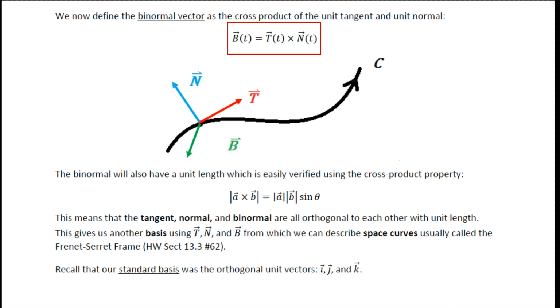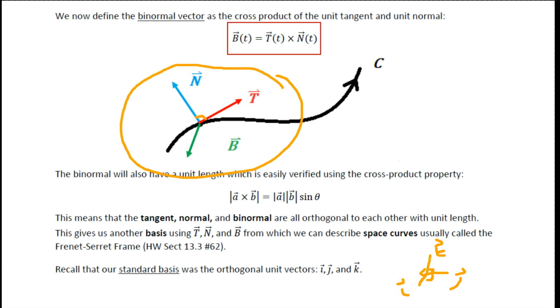Now, again, recall that our standard basis was the i hat, j hat, and k hat, which we had our i hat in the x direction, j hat in the y direction, and k hat in the z direction, which again forms our kind of basis for the coordinate plane in space. And those are all at right angles to each other with unit length. Which again is going to give us a new basis to describe what's going on with physics.